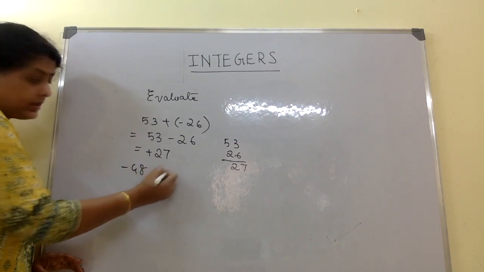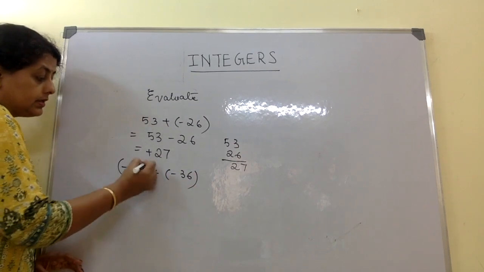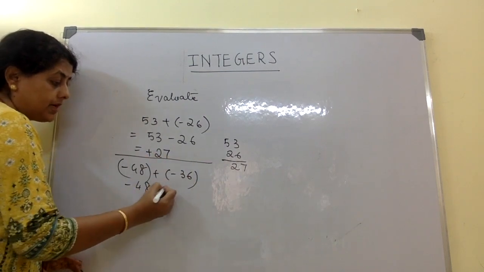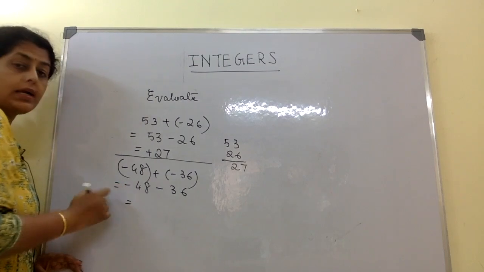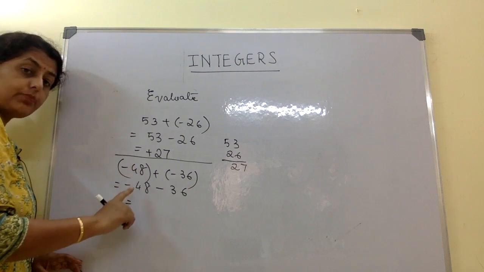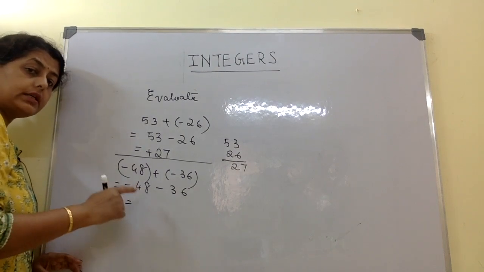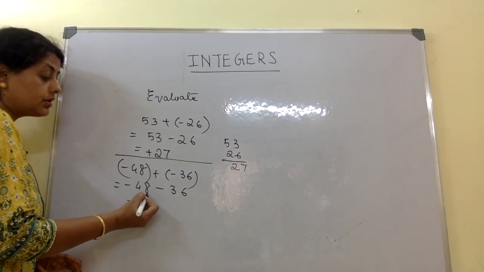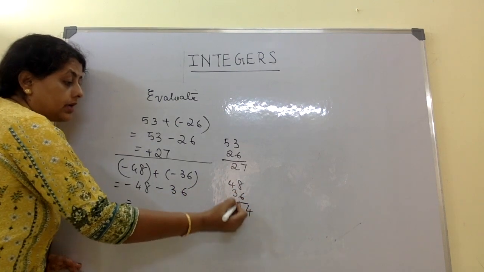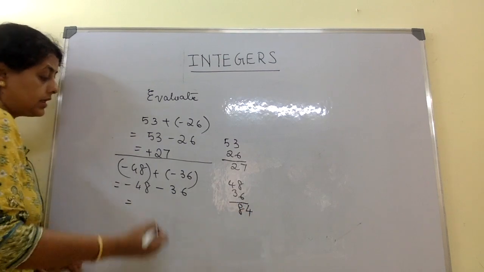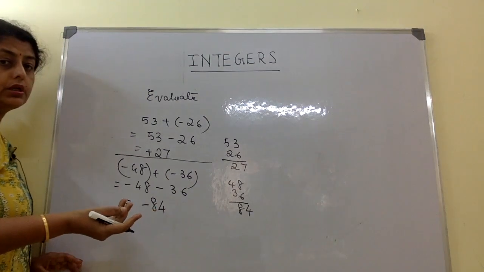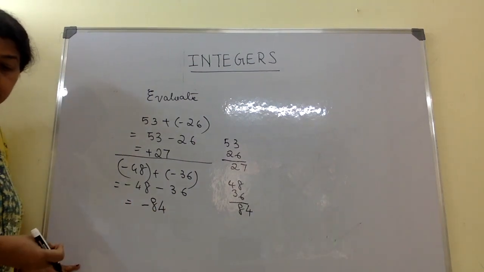Minus 48 plus minus 36. Here minus 48, this is another sum, don't mix up. Okay, minus 36, both have negative sign, same sign, so we have to add. If both are positives, then also we'll add. If both are negatives, then also we'll add. So here this is 48 and 36, we will add, and we will get a 84. This is 84, and we'll put the sign which is common to both. Okay, so that is another one.